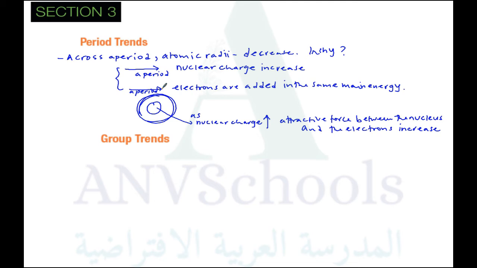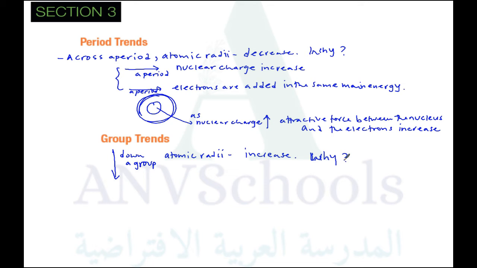Okay, how about group trend? Group trend means this one: down a group, atomic radii increase. Why? Why does it increase? This is the question.